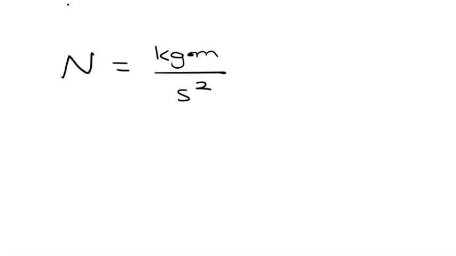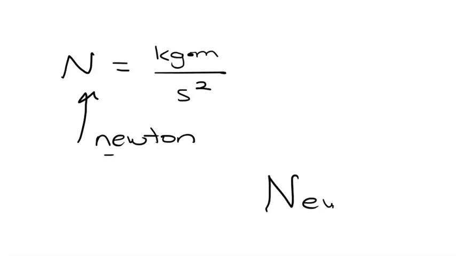So bottom line is the newton is the same thing as a kilogram meter per second squared. Scientists don't like to write all that out, so they just shorten it up, call it a newton. It's lowercase because we're not talking about the person, we're talking about the unit. If we were talking about the person, it would be a capital N.